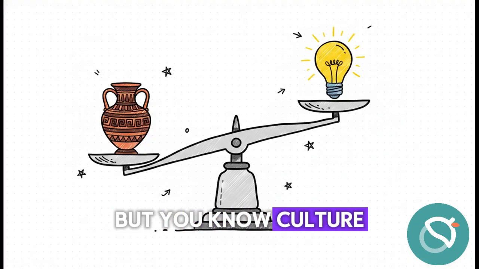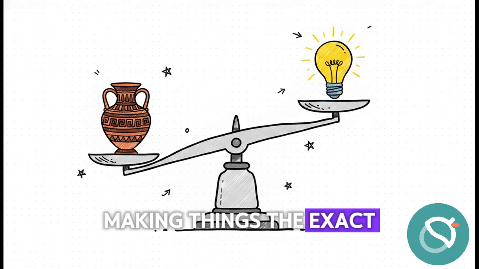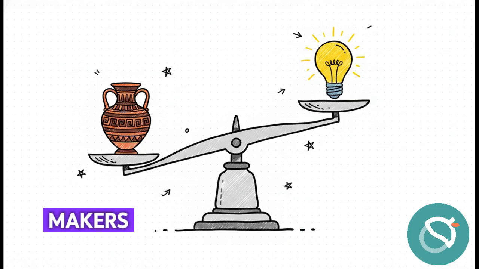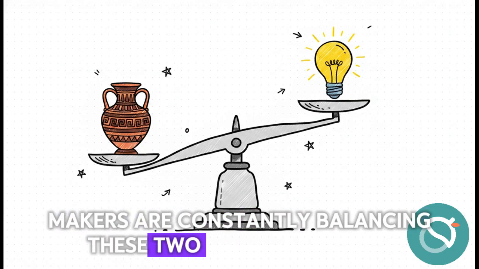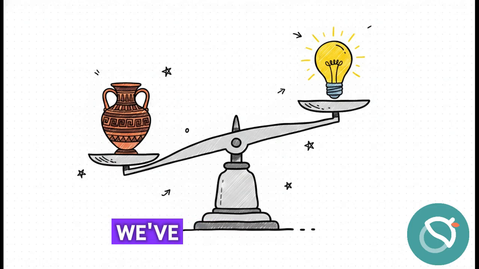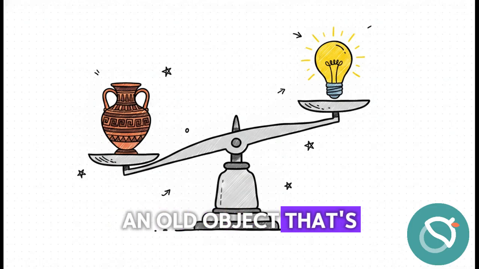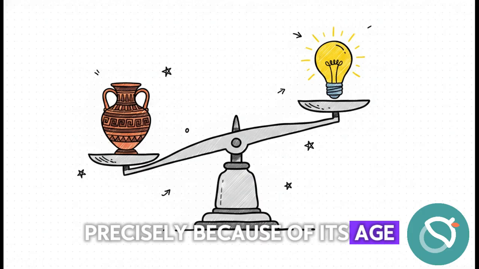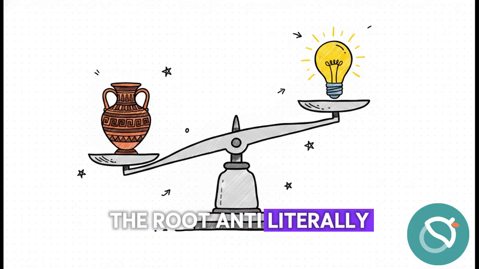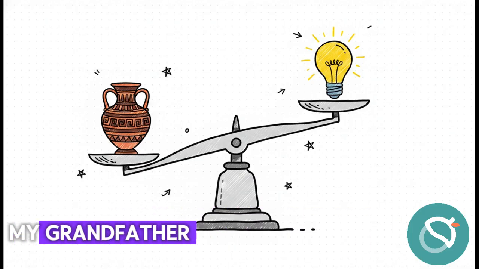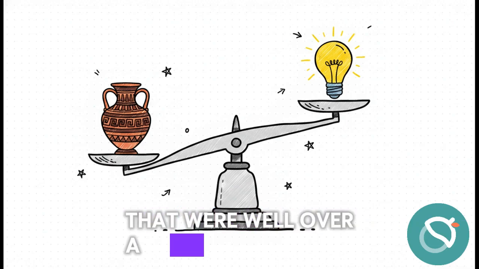But culture isn't just about making things the exact same way forever. Makers are constantly balancing these 2 opposing forces. On one hand, we've got the antique, an old object that's highly valued precisely because of its age. The root anti literally means before. Like, my grandfather collected antique vases that were well over 100 years old.